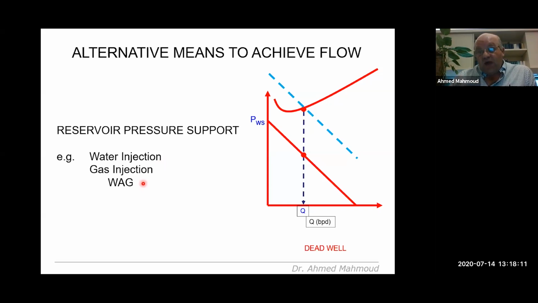Or you can be doing WAG, water alternating gas, in which case you will be actually shifting the reservoir pressure up. And fine, if this is the case where you do have economic justification, you can shift the inflow curve up so that it intersects with your outflow. Once you have the intersection, you have a solution point, you have Q, you're in business.